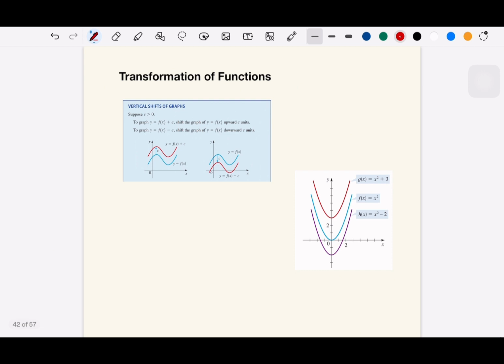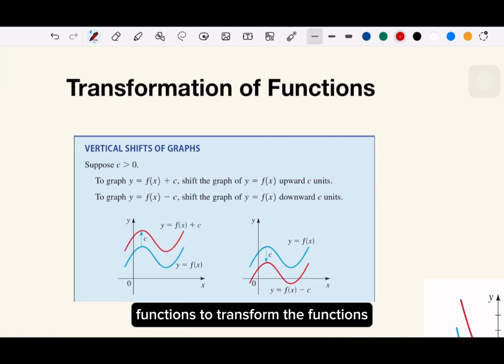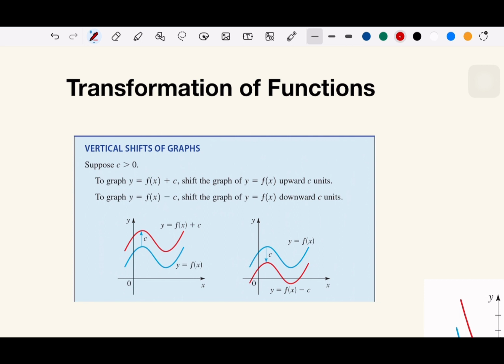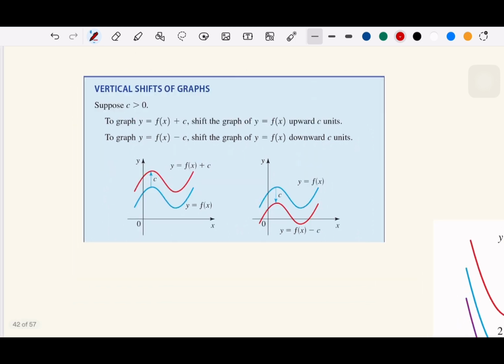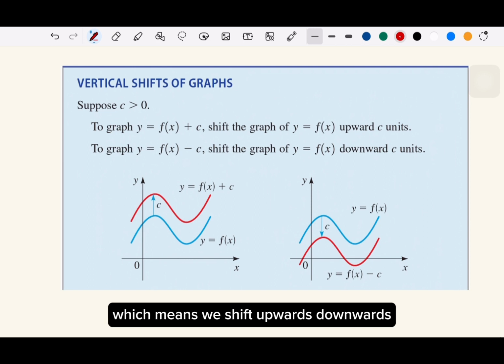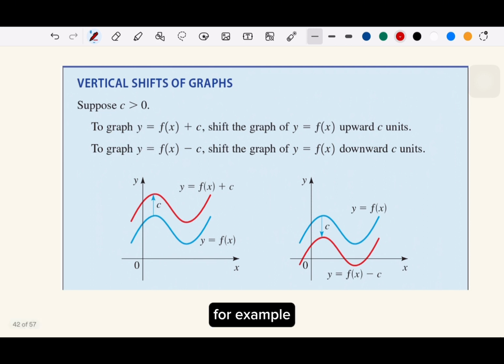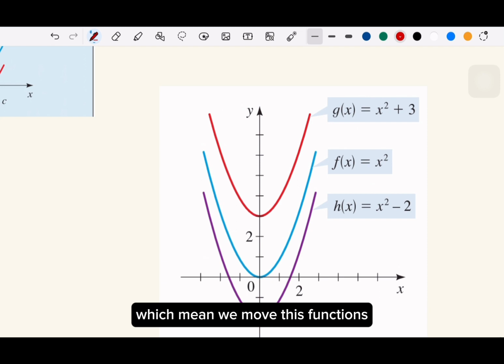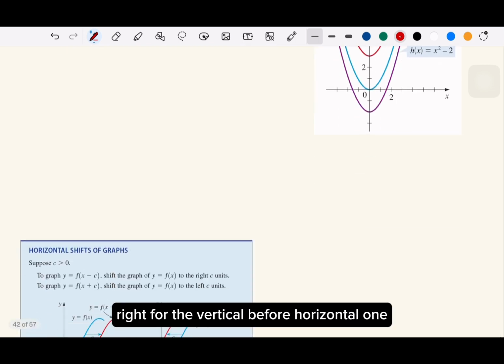Another part of the function is to transform the functions. The first thing, we can shift vertically or horizontally. For example, if we take the vertical shift, we can add a constant or subtract a constant, which means we shift upwards or downwards. For example, we start from x squared. We can add 3, which means we move the same function upwards 3 units, and x squared minus 2, we move it downwards 2 units. So I think it's very clear for the vertical.